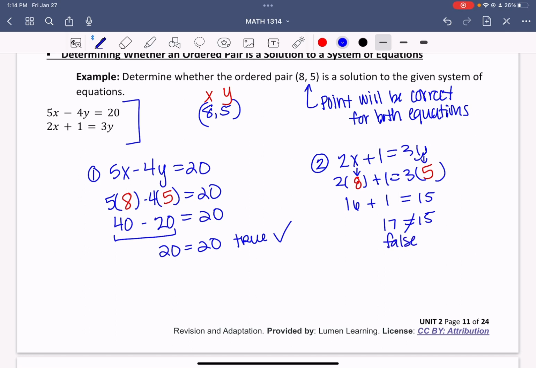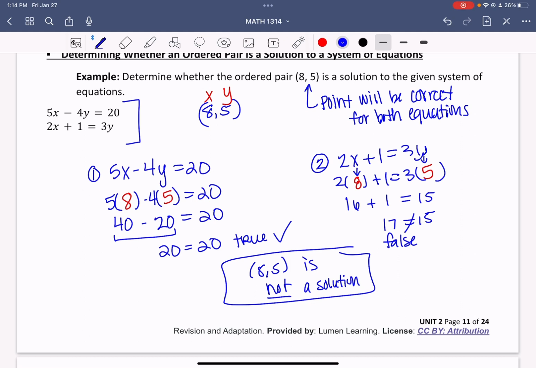So that means since I got a true and a false statement, (8, 5) is not a solution to this system. I would have to get two true statements for that to work out.